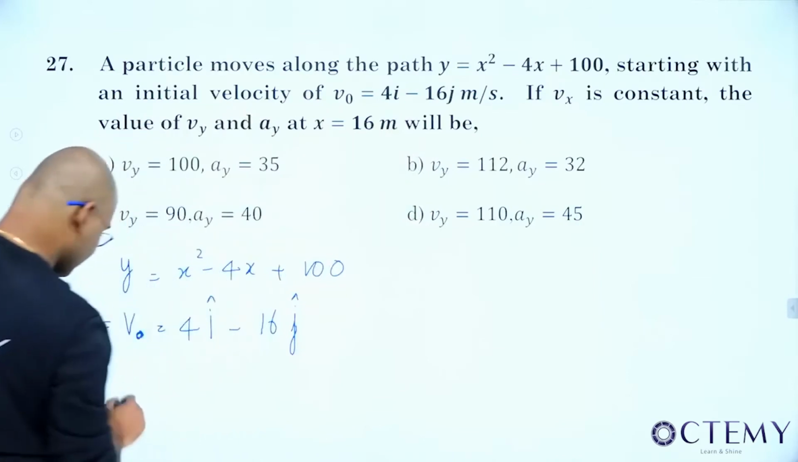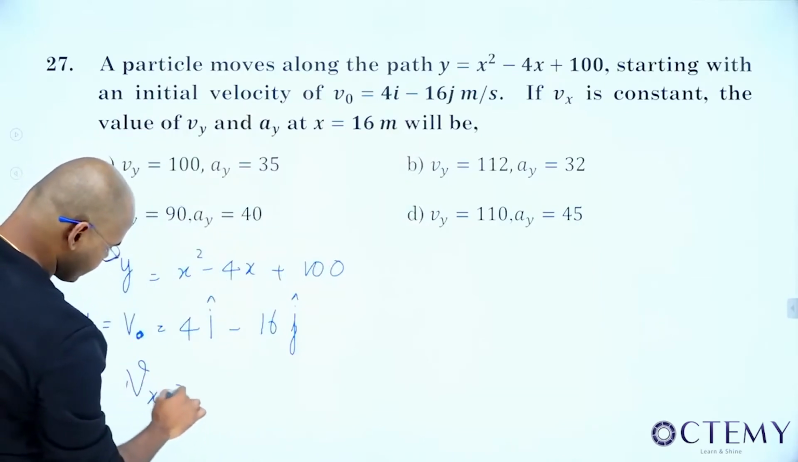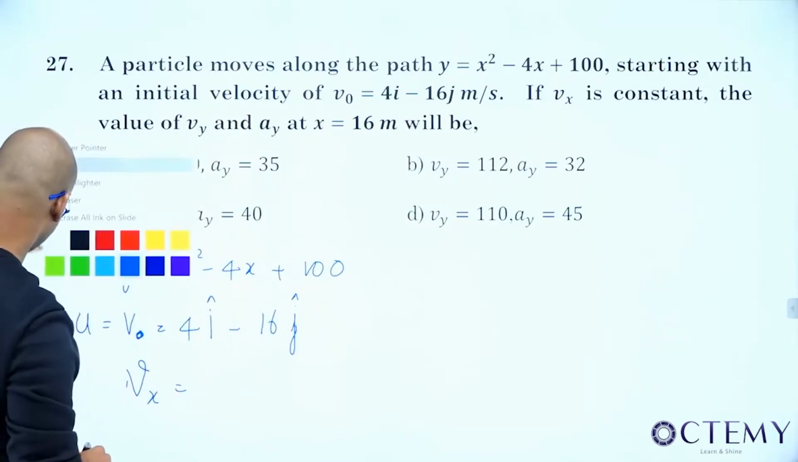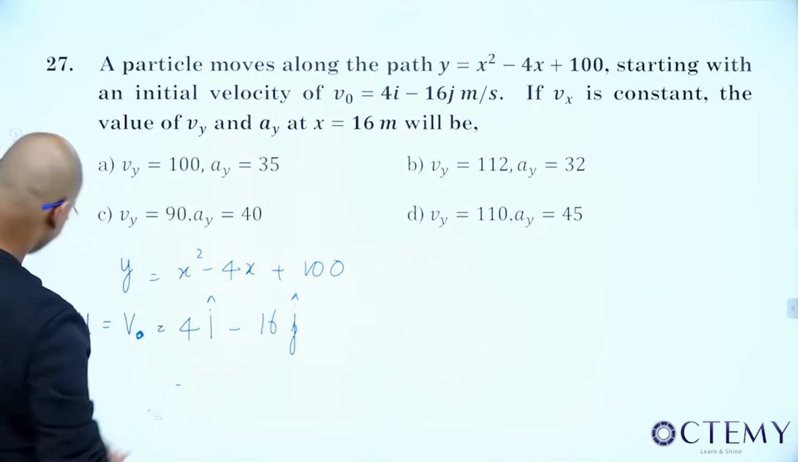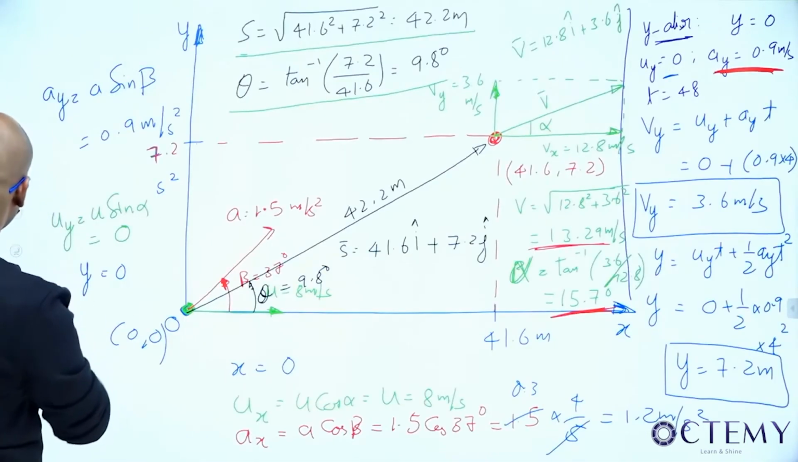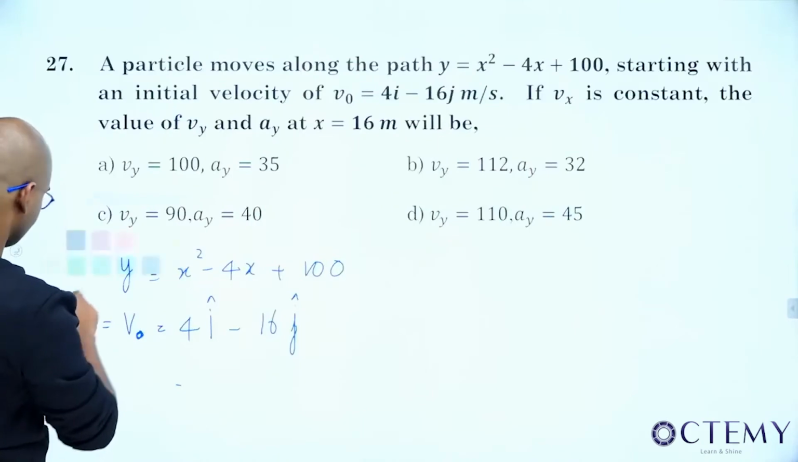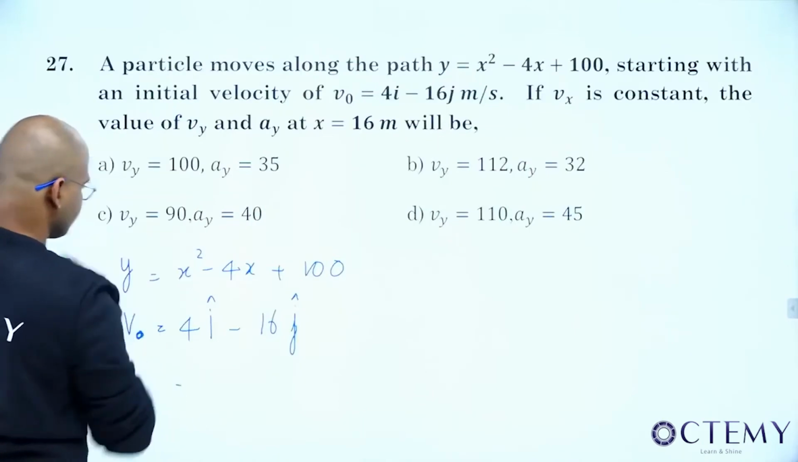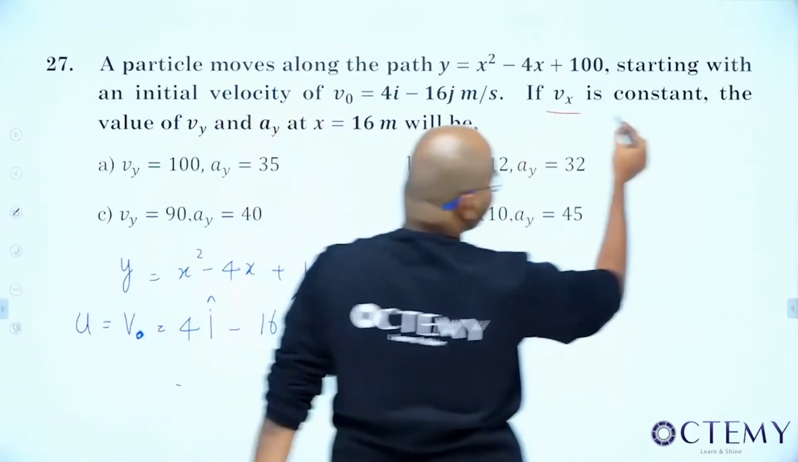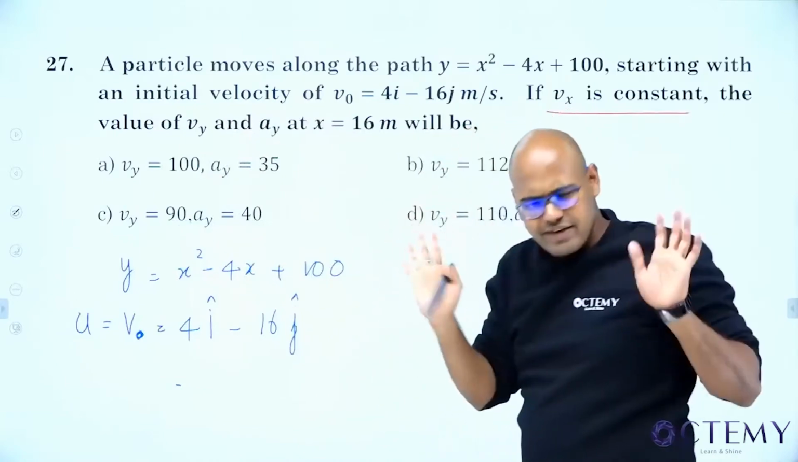What's the meaning of velocity in x direction is constant? He is not telling anything about Vy, forget it.